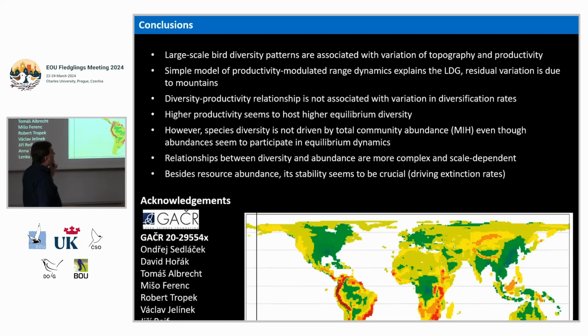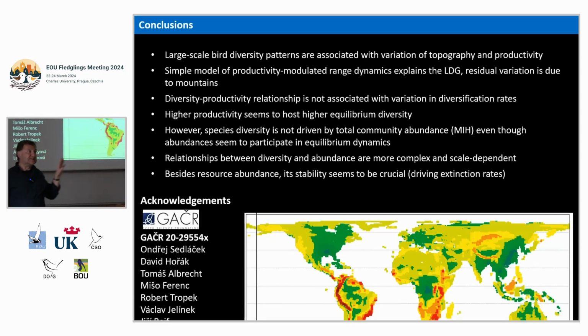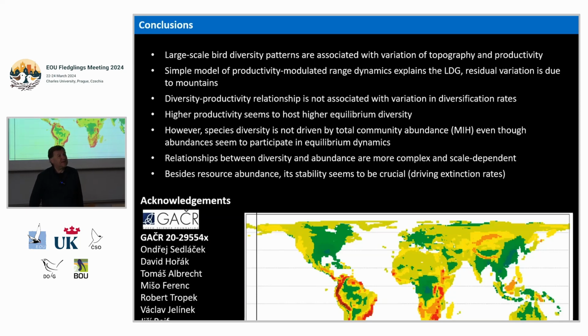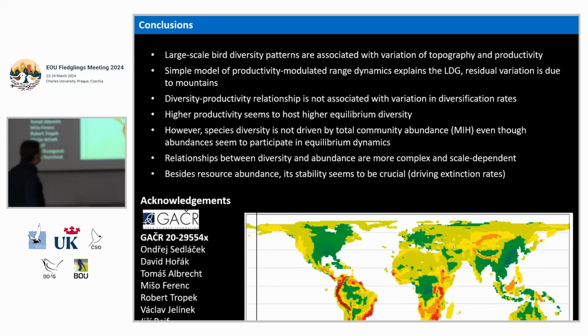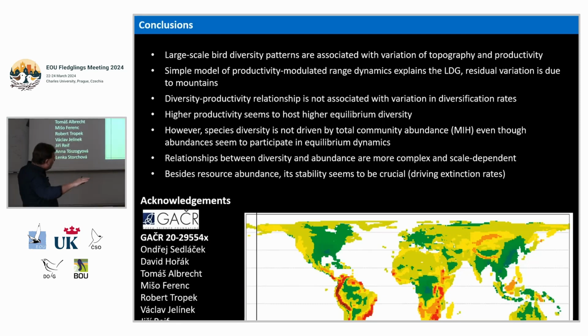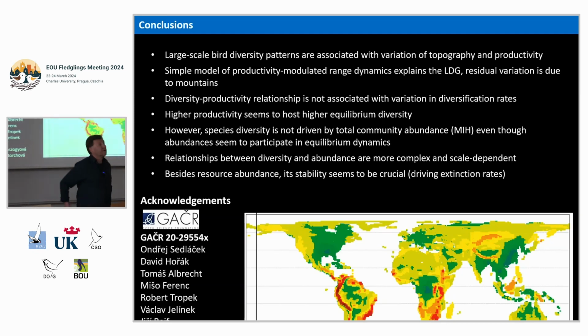These equilibria, however, are not driven simply, according to the more individuals hypothesis, by total community size. Not at all. Community size in terms of total abundance is relatively decoupled from diversity patterns, and even though total community size participates in this negative feedback, in these equilibria, it does not apparently drive the diversity patterns because the relationships between diversity and abundances are more complex and scale dependent, as you could see from this case study in Southern Africa. And the reason is that community abundance is not something independent, but it is itself driven by the community dynamics. And according to what we explored, putting all these things together, it seems that besides resource abundance, their long-term stability is crucial in driving bird diversity patterns.